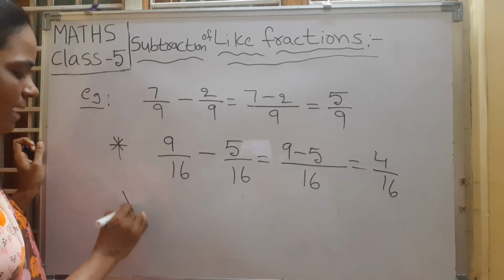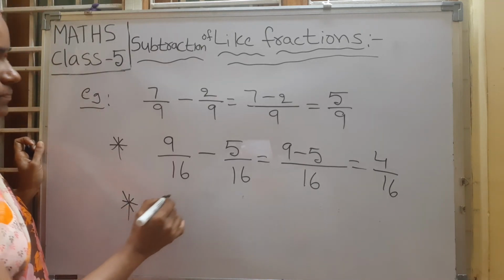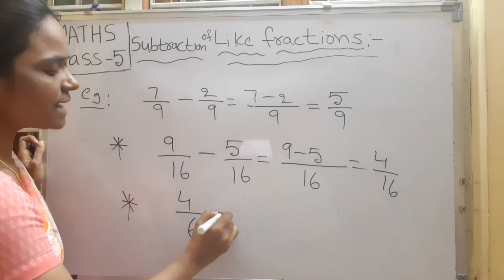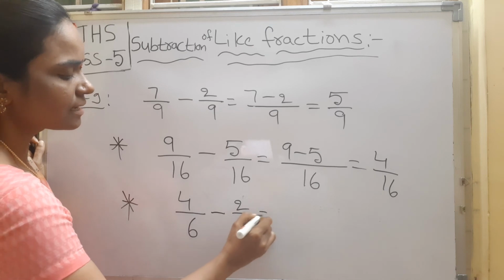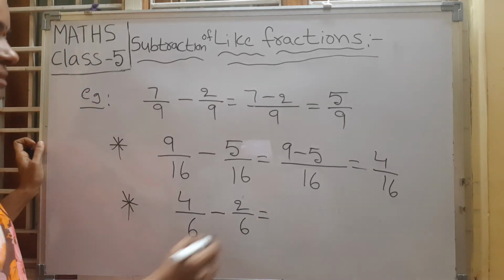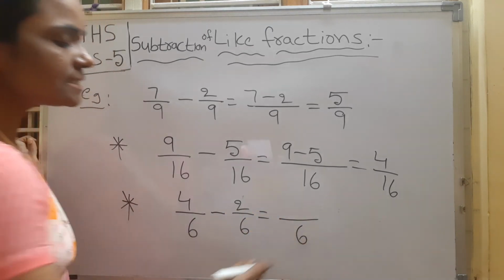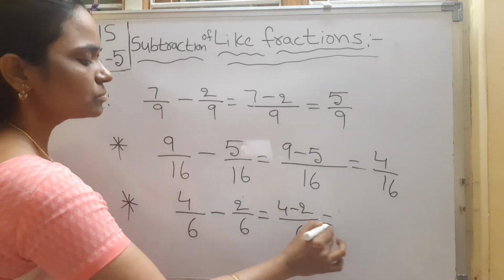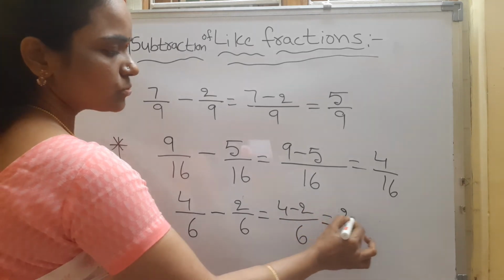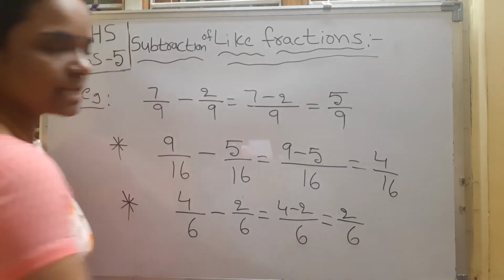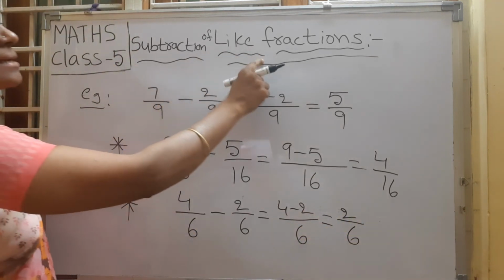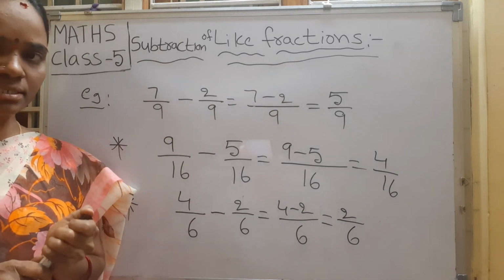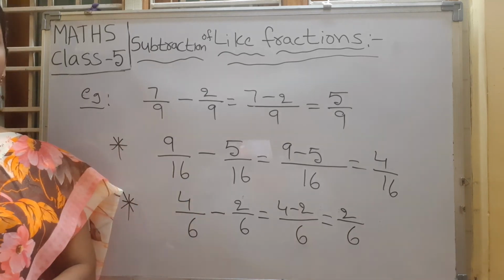Shall we take one more example? Yes. 4 by 6 minus 2 by 6. What is the answer, children? Common denominator is 6. Now subtract the numerators. 4 minus 2. What is the answer? 4 minus 2 is 2. 2 by 6 is the answer. So this is a subtraction of like fractions. I hope you understood, children. Yes. Note it down, children.